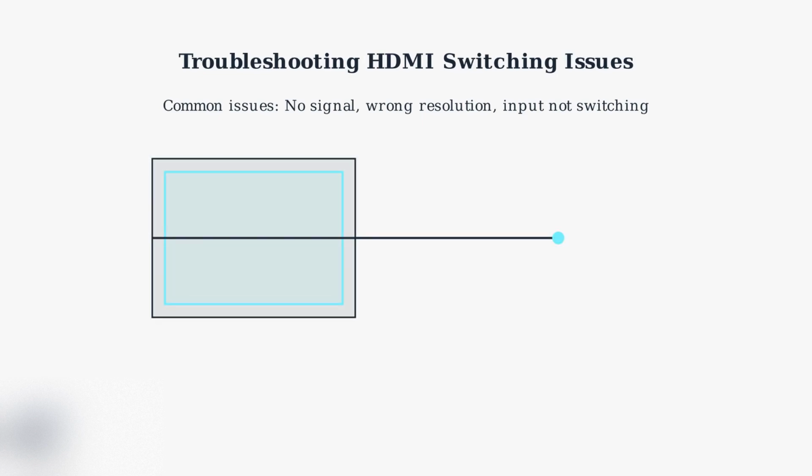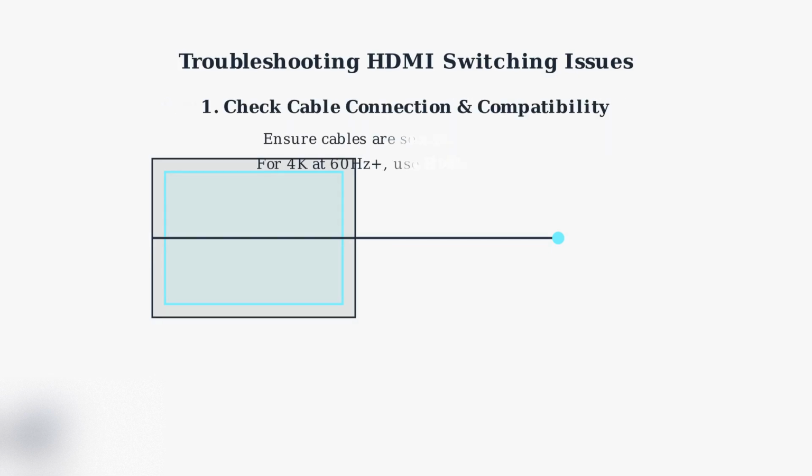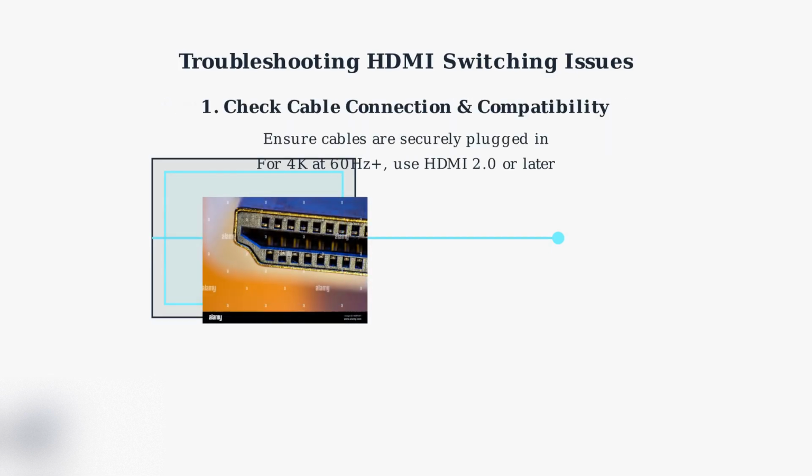If you're experiencing issues with HDMI input switching on your LG monitor, here are the most common problems and how to fix them. First, ensure your HDMI cables are properly connected at both ends. For high-resolution content like 4K at 60 Hz or higher, make sure you're using HDMI 2.0 or later cables, as older versions may not support the required bandwidth.